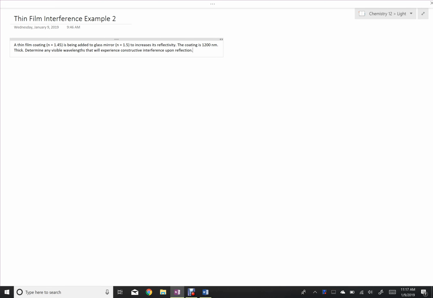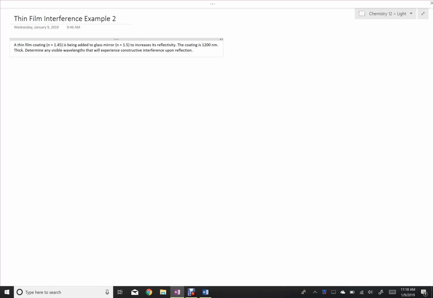Okay, here I'm just going to do one more example of a thin film interference. This time we're going to put a thin film and add it to a glass mirror, and we're going to use that to increase its reflectivity. The coating on the mirror is going to be 1200 nanometers thick, and we're going to use this to determine any visible wavelengths that will experience constructive interference or will be reflected more by this mirror.